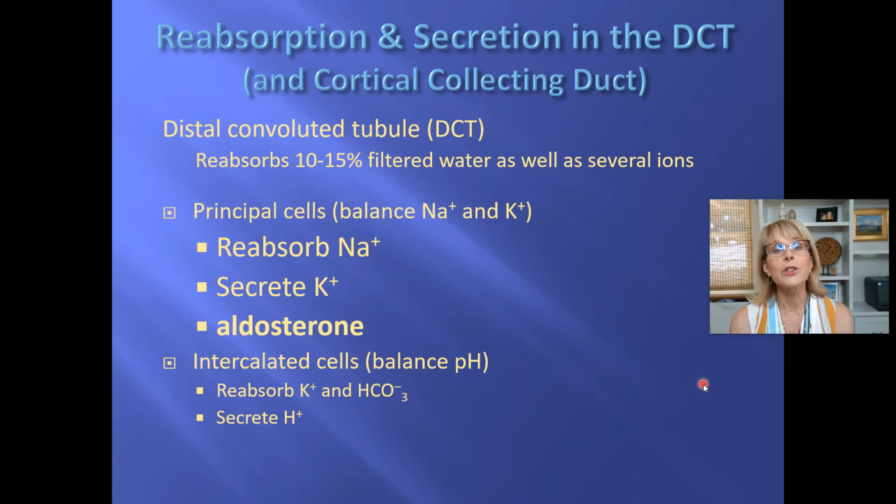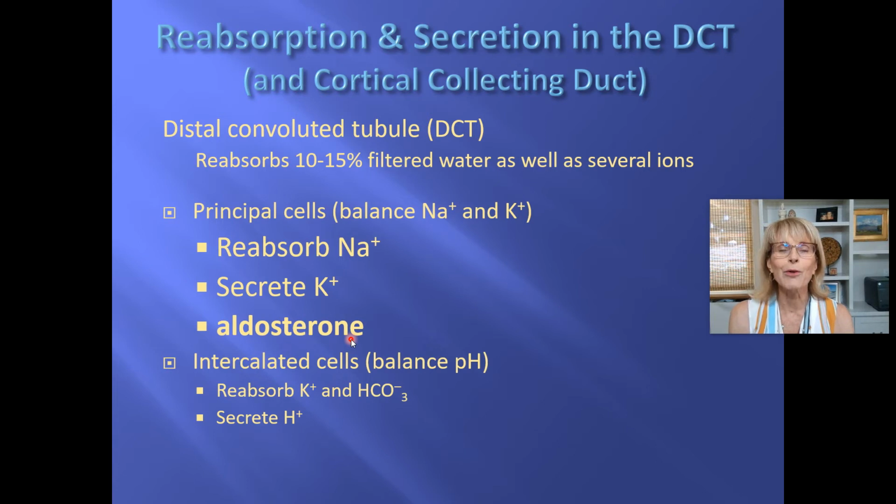But the distal convoluted tubule is also very important for reabsorbing sodium and secreting potassium. But this is under the control of a hormone known as aldosterone. Now, if aldosterone rings a bell, it should. Aldosterone is one of the hormones that we talked about in the endocrine system segment of the class. Aldosterone is one of the steroid hormones.